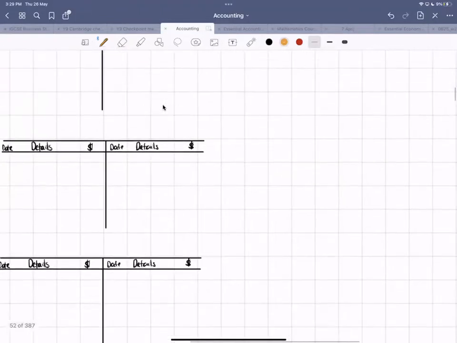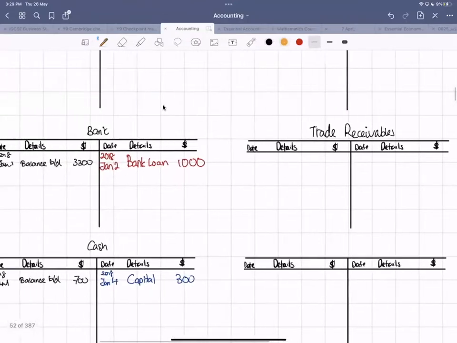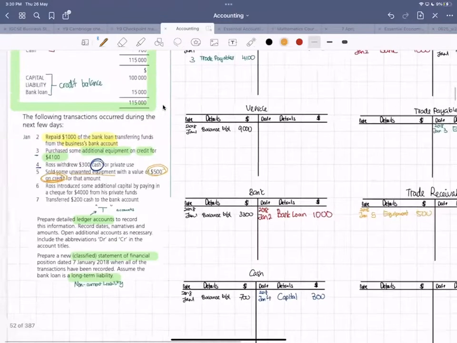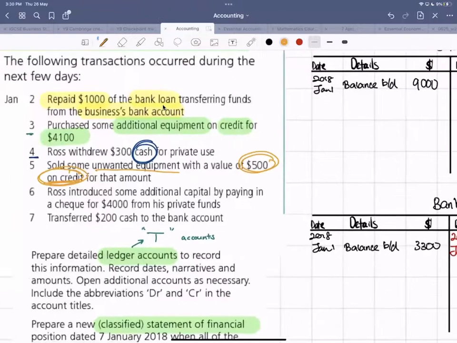Okay, now we need to go here, trade receivables. So on the debit side, 500, because they bought equipment, they owe us $500. So you put it on the debit side as an asset, 5th January 2018. And the next one, Ross introduced additional capital.